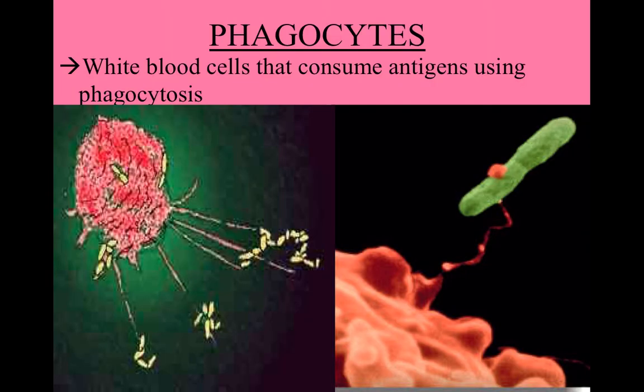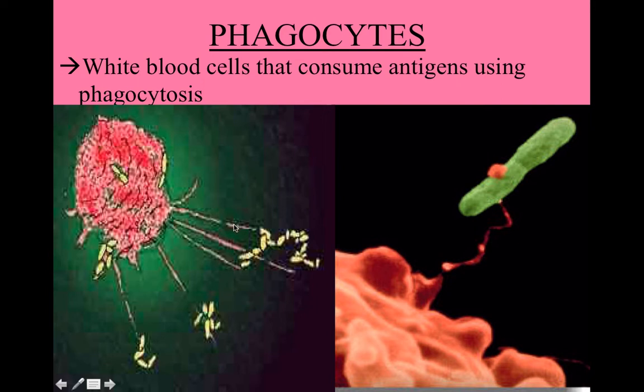Okay, so we are going now into phagocytes, which we've talked about before, sort of indirectly or a little bit. And these are white blood cells that consume antigens using phagocytosis. So when we learned phagocytosis, that's when we talked about them. And these are some cool pictures here. It's a different type of phagocytosis.